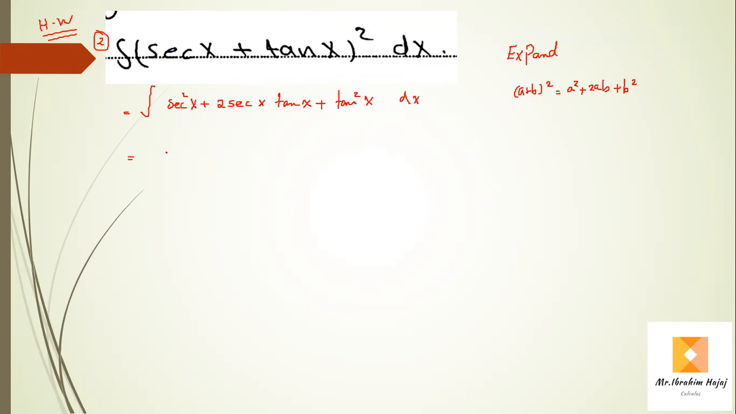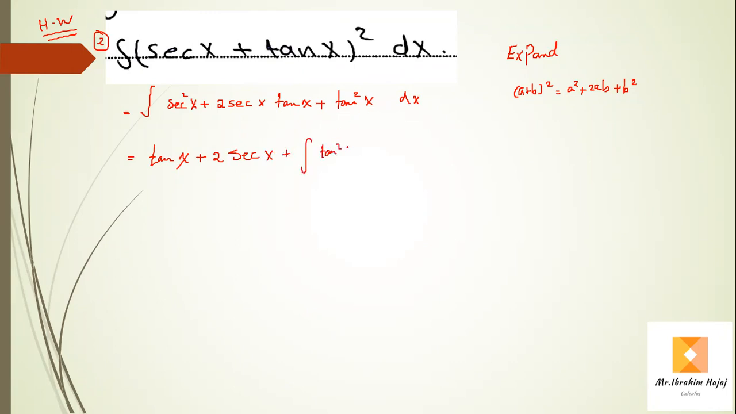Then find the integral of each one. Tan x plus 6x. Yes, tan x is the integral of sec squared x. The integral of sec tan is sec, and the 2 stays the same, so 2 sec x. And now the integral of what?